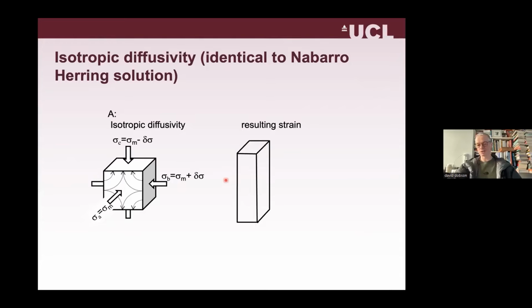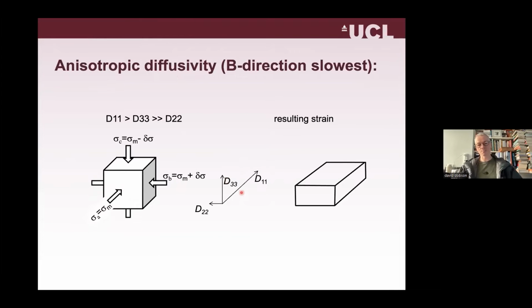We'll keep sigma 3 and sigma 1 the same, but now we're going to make the diffusivity much, much faster in this direction out of the plane of the image and much slower horizontally. And what you see is that you end up with deformation in the sigma 2 direction and the sigma 3 direction. And you don't get much deformation in the sigma 1 direction because the diffusivity is just too slow. So you can see that actually you really change things a lot.